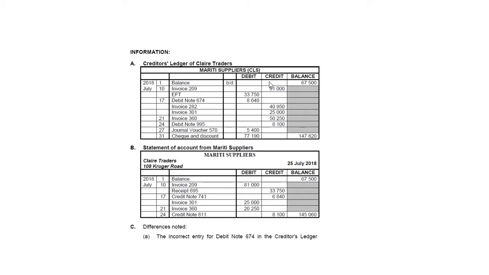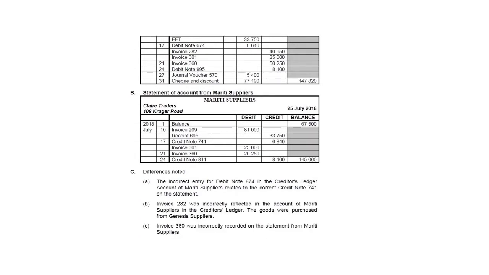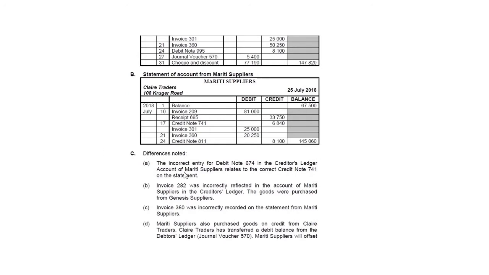If we look at our debit column, 33,750, yes, it's on both, so I can tick it. 8,640, no. 5,400, no. 77,190, no. So the only one is 33,750. Good, we'll get back to that later on. Now we're going to do the differences.